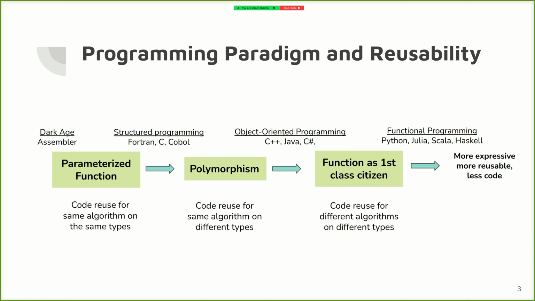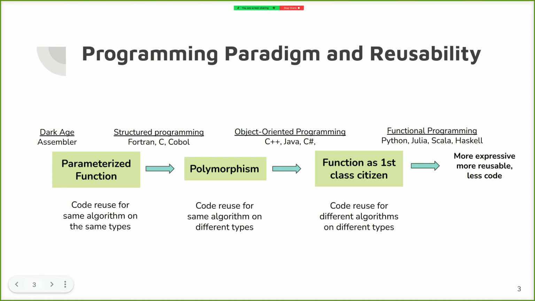Parameterized functions, on the other hand, allow developers to implement a specific algorithm for a specific data type only once. And whenever they encounter the same algorithm and the same data type, they can just call the existing function. This greatly improves the reusability of code and makes it easier to write and maintain complex programs. So parameterized functions, therefore, enable the new programming paradigm called structured programming.